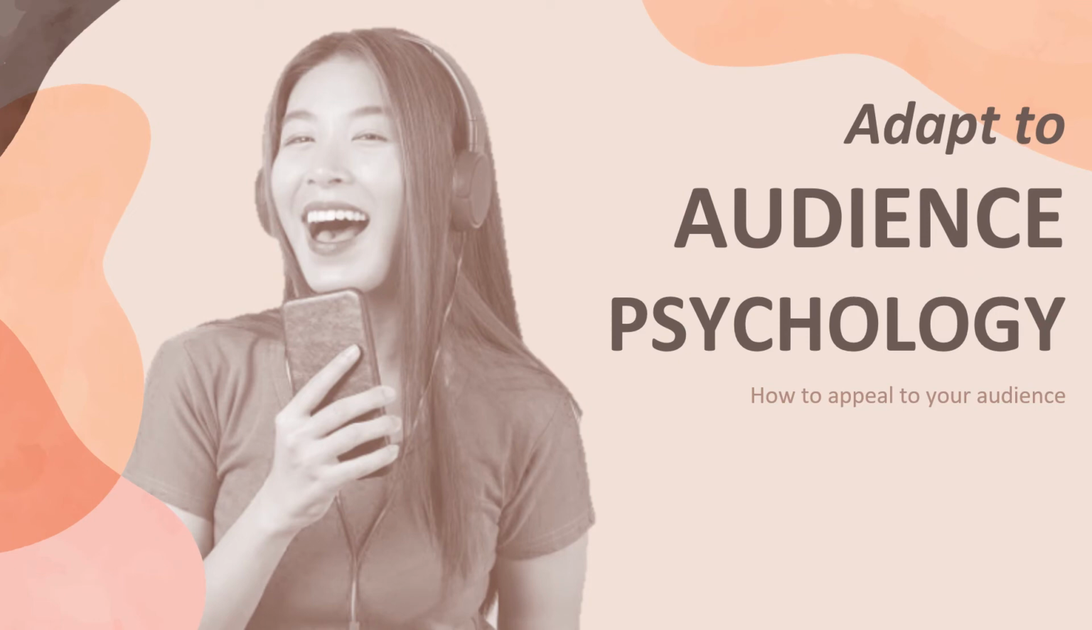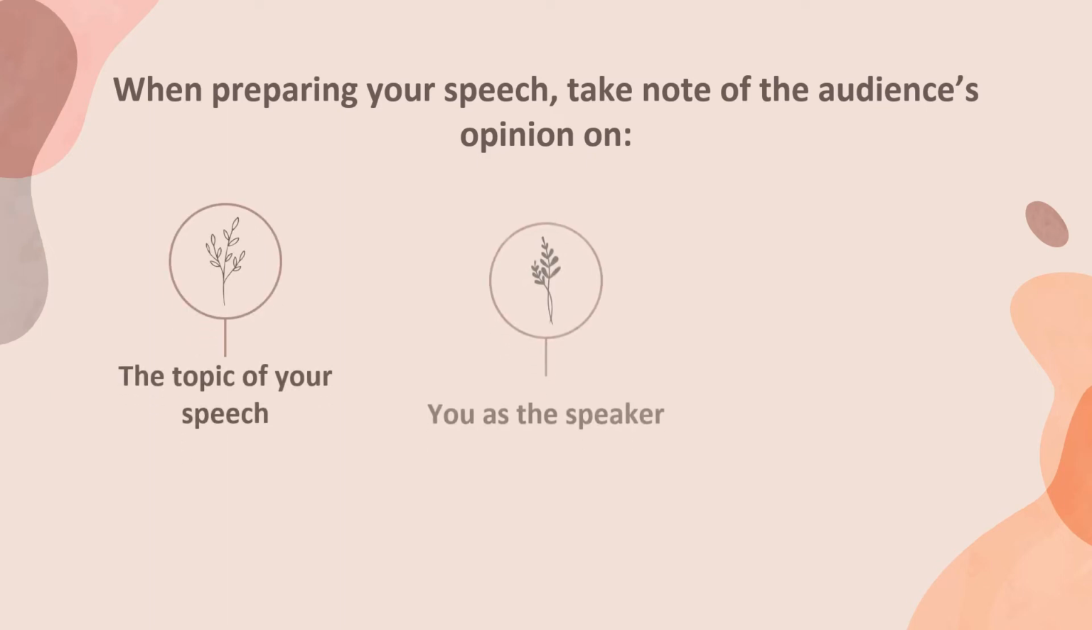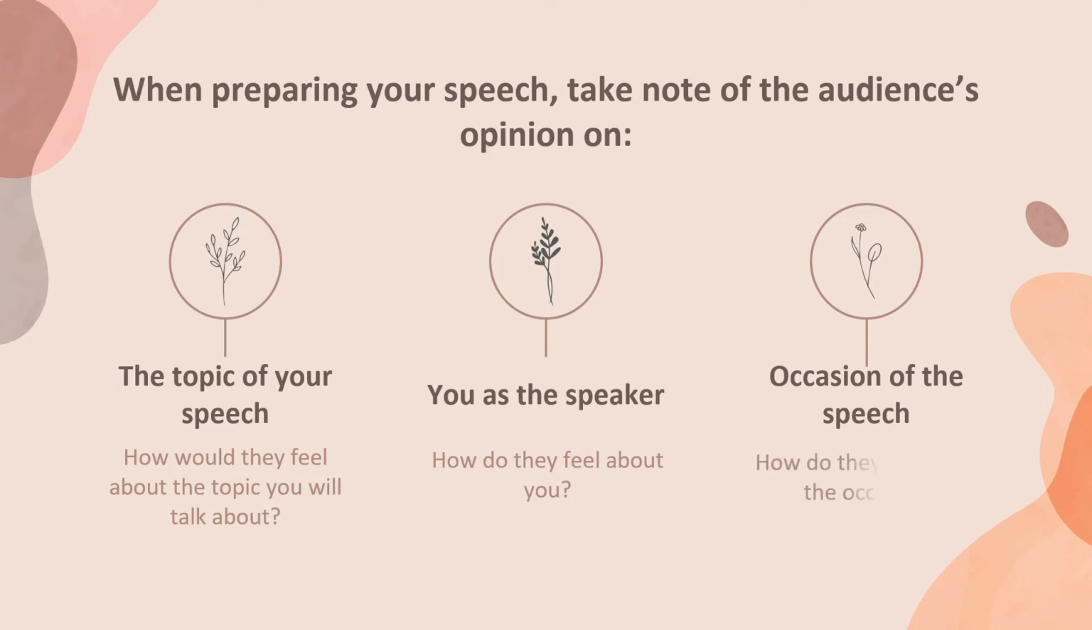To be able to achieve audience analysis, it is important for you to adapt to audience psychology. This is how to appeal to your audience. How do you, as a speaker, reach out to your audience for your audience to be more interested in the topic that you are giving them? When preparing your speech, take note of the audience's opinion on the topic of your speech, you as a speaker, and the occasion of the speech. The topic of your speech answers the question, how would they feel about the topic you will talk about? How do they feel about you as a speaker? And of course, how do they feel about the occasion?